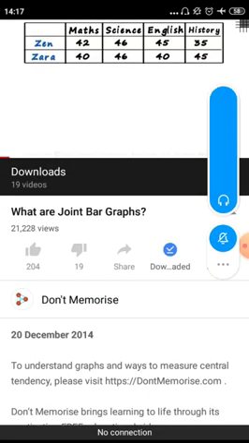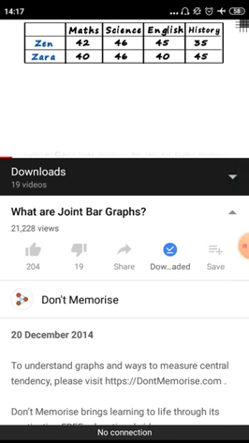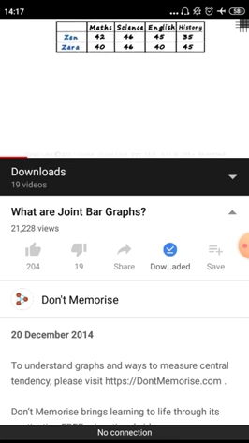That can be used to represent different kinds of data. Say we want to compare the marks of Zen and Zara in four subjects: maths, science, English, and history. These are the marks they obtained in the four subjects. So, to compare the performance of Zen and Zara, let us draw two separate bar graphs to represent their marks. We start off with Zen's bar graph.